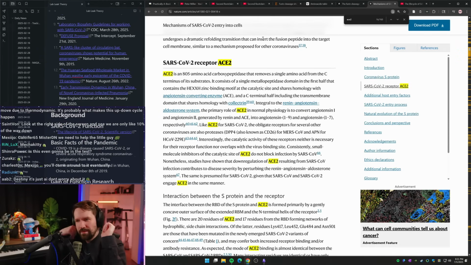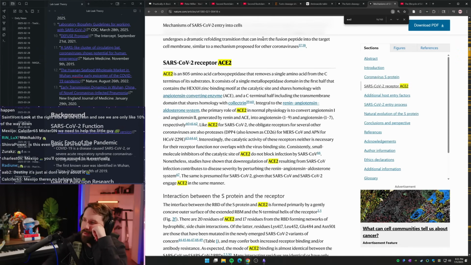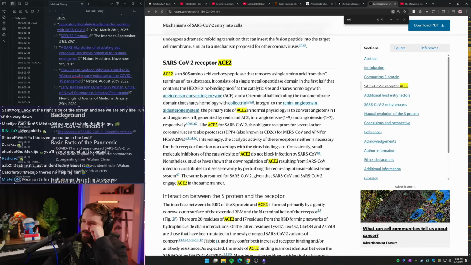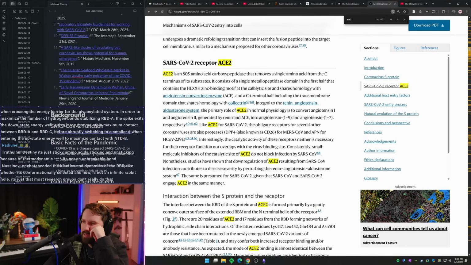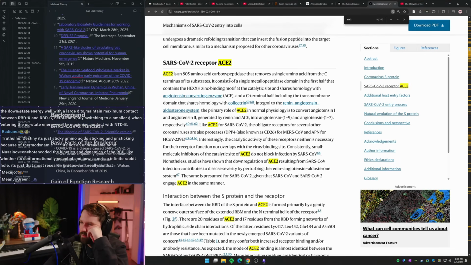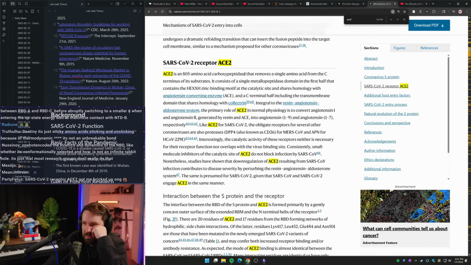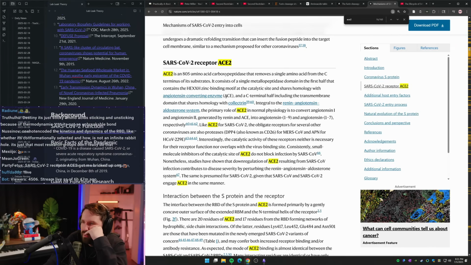ACE2 is an 805 amino acid carboxypeptidase that removes a single amino acid from the C terminus of its substrates. It consists of a single metallopeptidase domain, and the first half contains a blah, blah, blah, blah, blah.